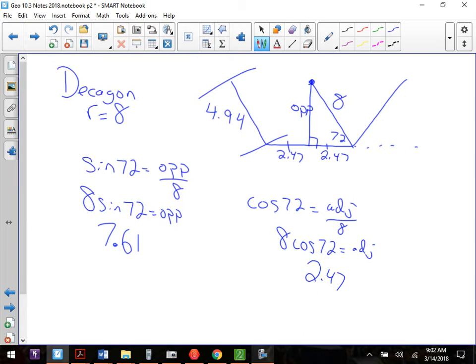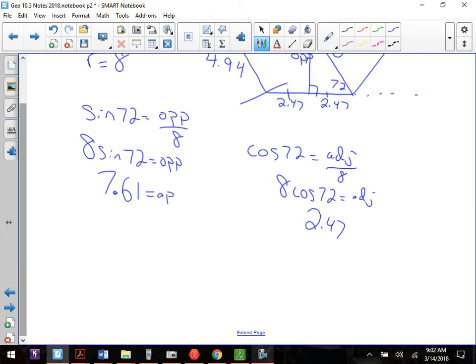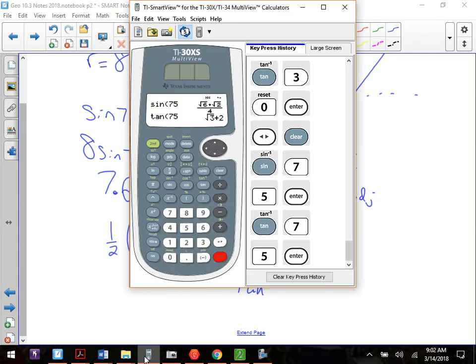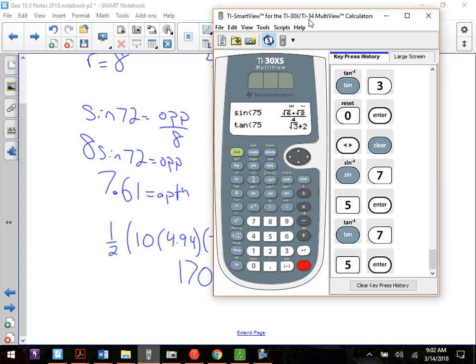Now, put it all together. We know that this 7.61 is your apothem. So we have 1/2 times 10 sides of 4.94 times the apothem of 7.61. What'd you get? 178.4? Sounds good. I'll believe you. I got 180.7. So, like I said, let's double check.